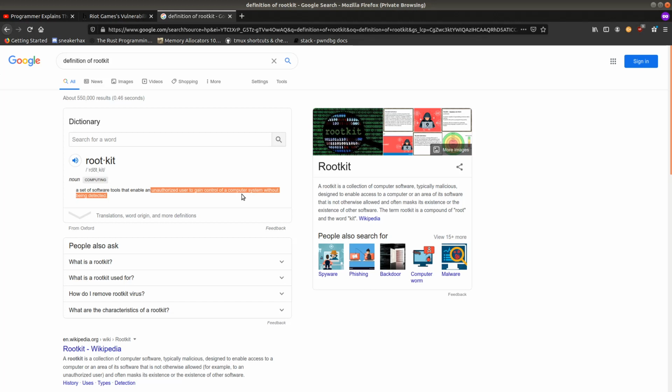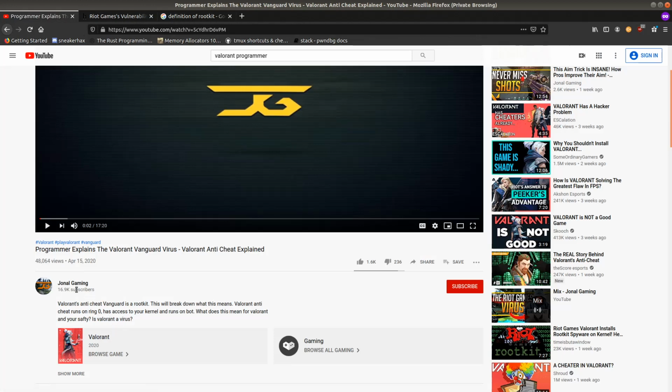All drivers have control of the code running in the kernel. And he explains that you can look up what the kernel is, what ring zero is, all this kind of stuff on your own, because it's a lot to explain. But essentially, as this programmer talks about here, as this Jonal gaming guy does talk about, something that is a driver or installed in what's called ring zero, or the kernel, does have a very high level of control over the system. It is very powerful.